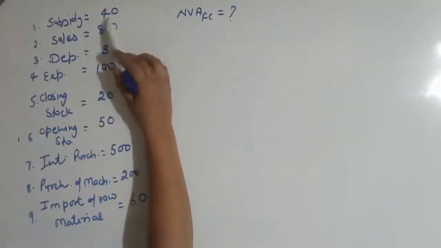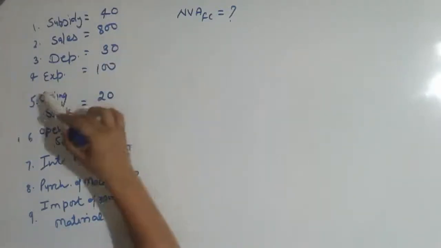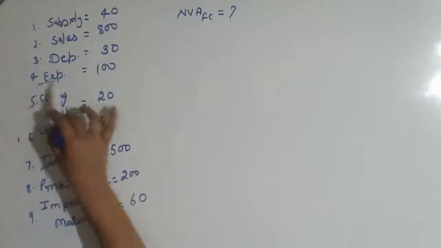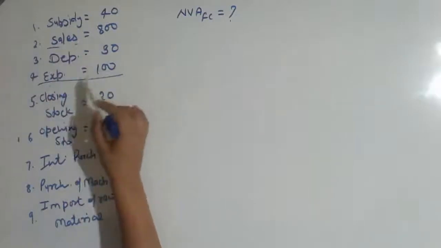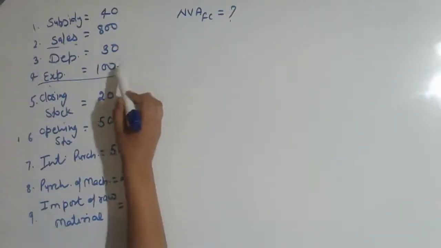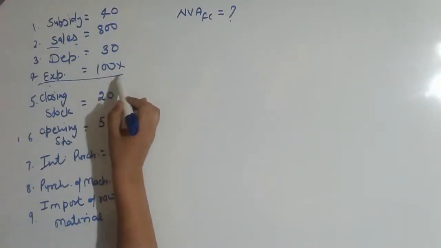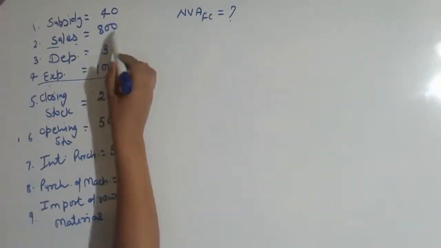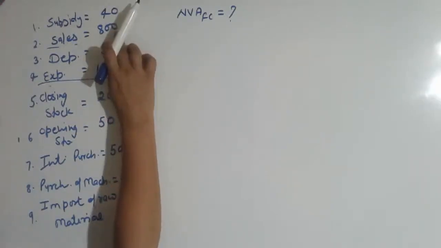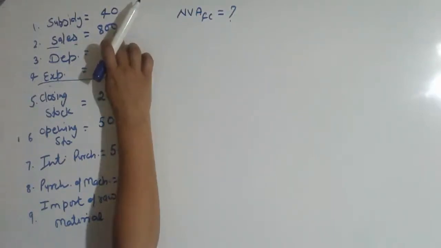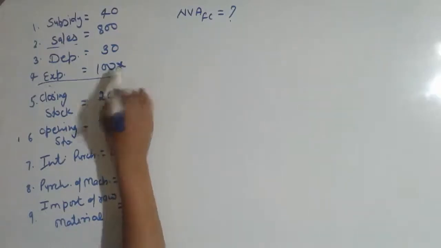In this question we have given subsidy equal to 40, sales 800, depreciation 30, export 100. Look at, we have already given sales, and after that we have given export. So we will not include the export separately, because these exports are already included in the sales, because these are the total sales domestically, and it included export also, right? So we will not include export into the sales.